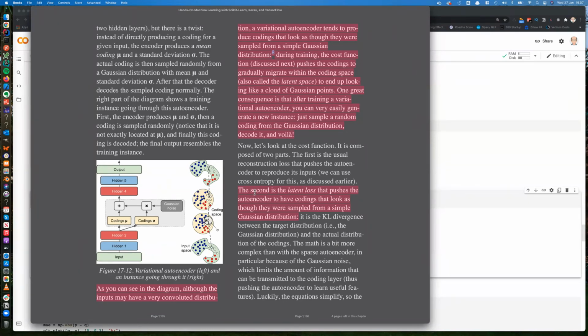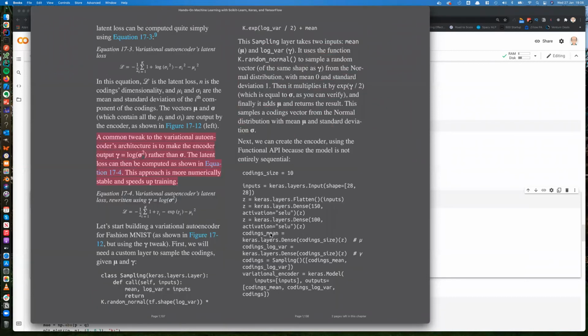So now what we've got, there's two losses here. The first is the usual reconstruction loss. That's comparing what the output is, and you can use cross entropy for that. And then there's a second loss, which is the latent loss, that pushes the autoencoder to have codings that look as though they were sampled from a simple Gaussian distribution. It is the KL divergence between the target distribution, i.e. the Gaussian distribution, and the actual distribution. Okay, so that's going to be pushing stuff towards the Gaussian distribution.